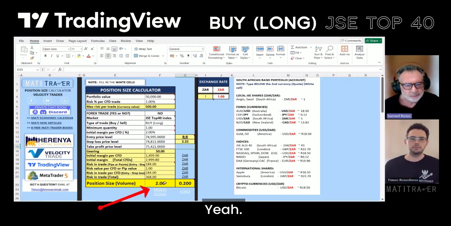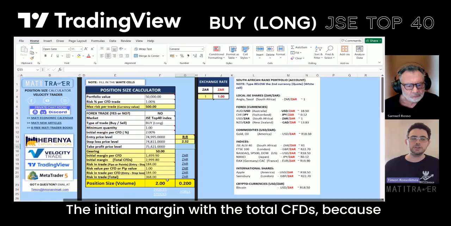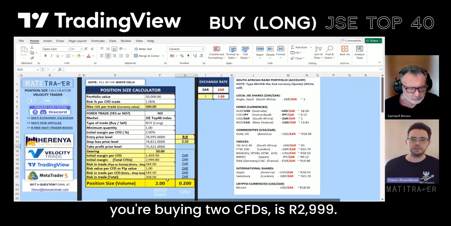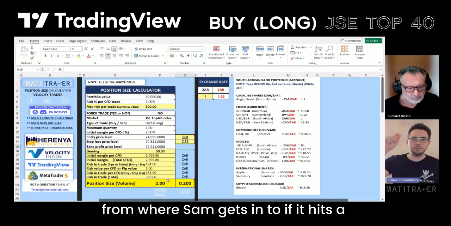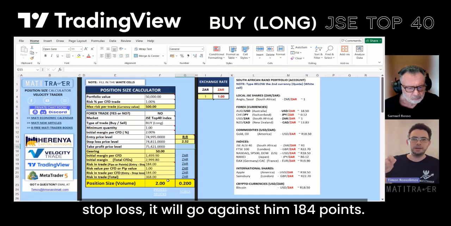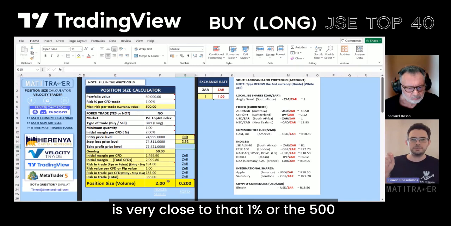2, correct, yeah. And you can see that the initial margin per CFD is 1,499 Rand. The initial margin with the total CFDs, because you're buying 2 CFDs, is 2,999 Rand. The risk in trade is 184 points, which means that from where Sam gets in to if it hits a stop loss, it will go against him 184 points. And the risk in trade is 368 Rand, which is very close to that 1% or the 500 Rand that Sam was willing to risk.